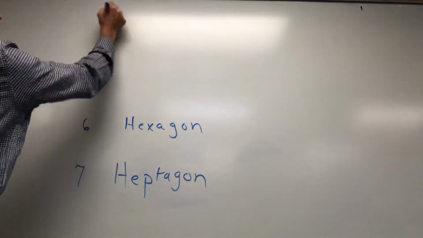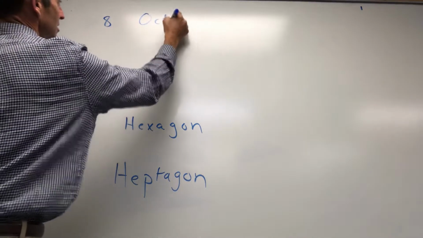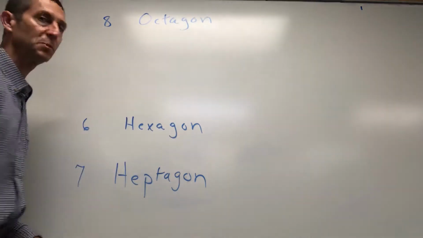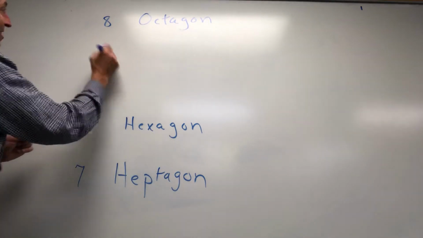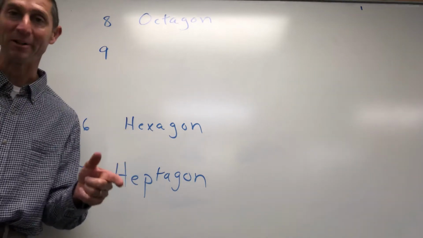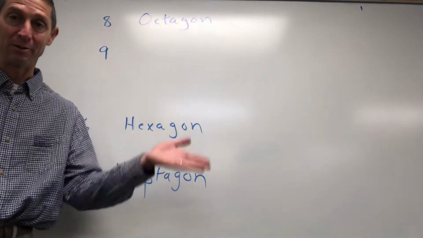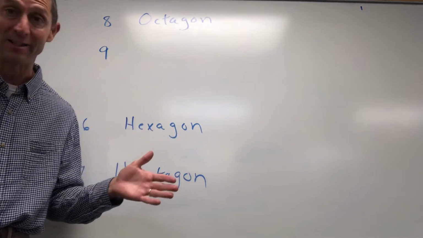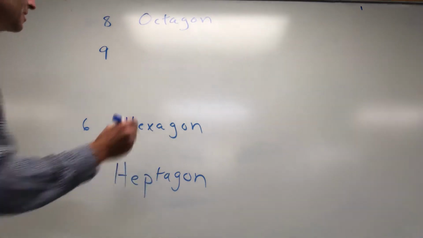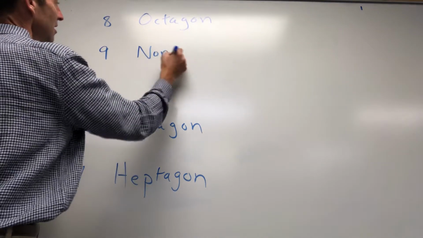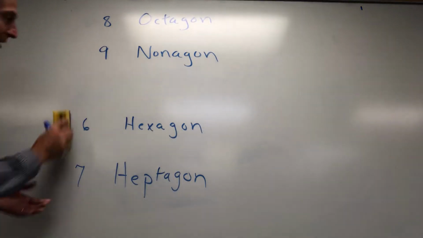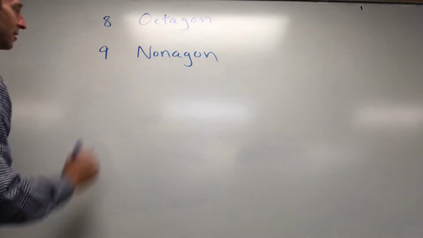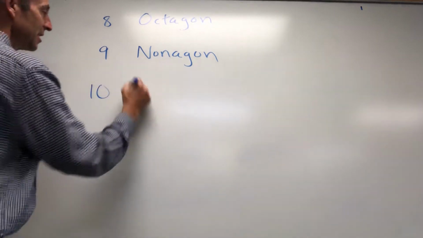Let's go to the eight-sided figure. Most people got eight sides. They know that's an octagon. Nine, it's pretty rare for somebody to know what a nine-sided figure is called. So when you're looking at this, you're thinking, I have no idea what a nine-sided figure is called. That is a nonagon. Okay, you might know 10. 10's a decagon.